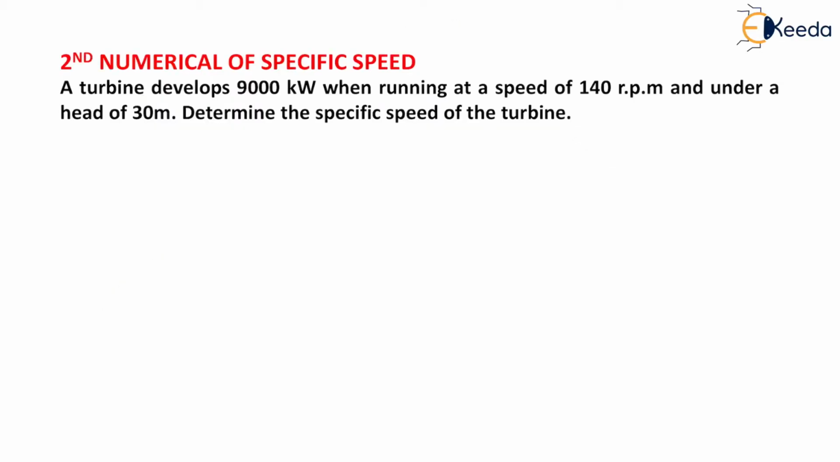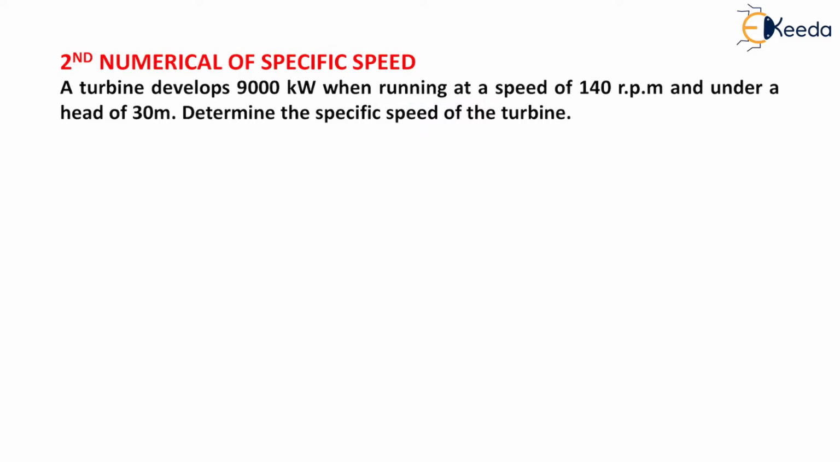Question is given as a turbine develops 900 kilowatt when running at a speed of 140 rpm and under a head of 30 meter. Determine the specific speed of the turbine. Now we have to determine the specific speed of the turbine.